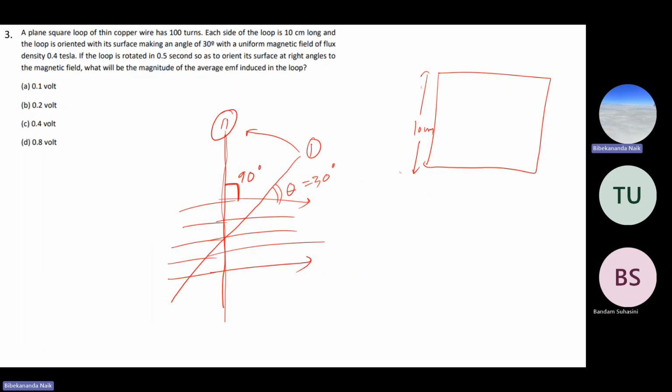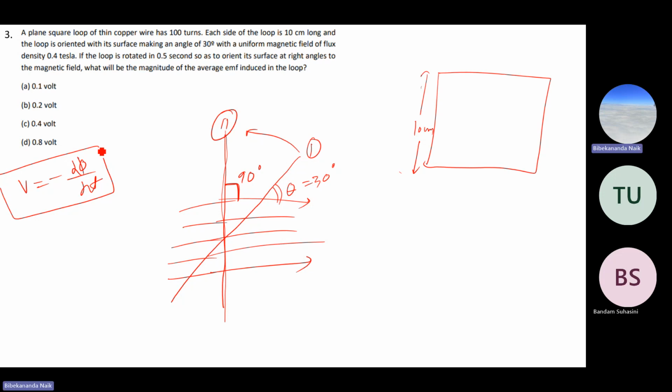So let's solve this question. Now we know the EMF induced is V equals minus d phi by dt. So this is the EMF. Now we need to find out the change in EMF when the coil gets rotated from theta equal to 30 degree to theta equal to 90 degree.